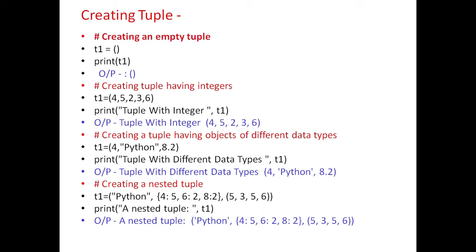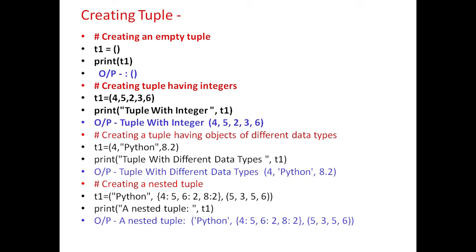First we'll see creating an empty tuple. For this we will assign just parentheses to the tuple variable. So here t1 equals only parentheses, and when we print it, it will give the output as only parentheses. Next we will see creating a tuple having integers. Here the tuple is defined and inside parentheses integers 4, 5, 2, 3, 6 are stored, and when we print it, it will give the output tuple with integers 4, 5, 2, 3, 6.